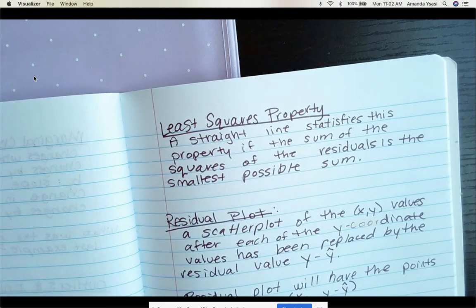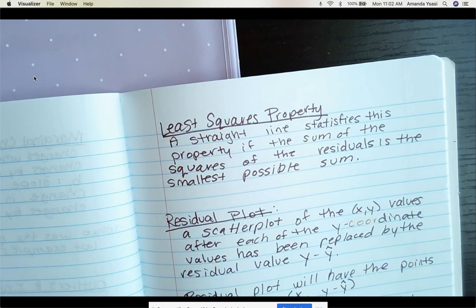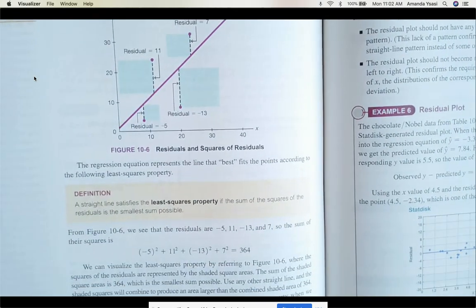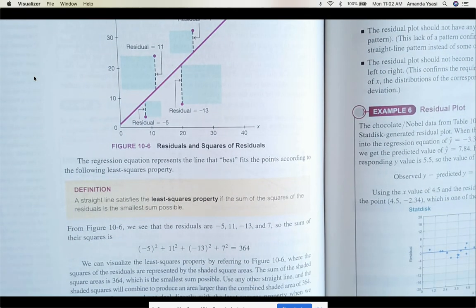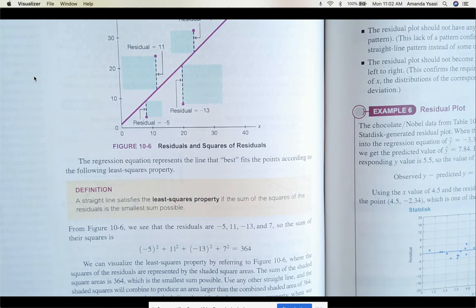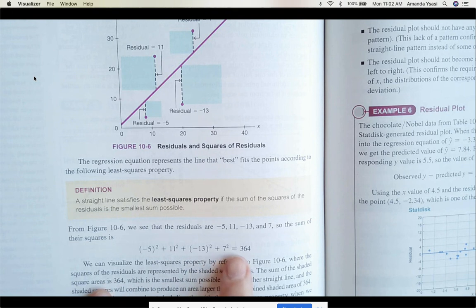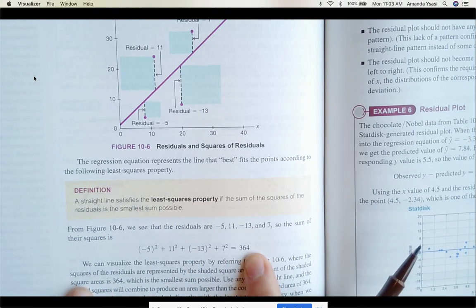The least squares property: a straight line satisfies this property if the sum of the squares of the residuals is the smallest possible sum. So if we have our residuals, these are the residuals here. We have the -5, the 11, the -13, and the 7. So you find the sum of the squares, and you get 364.